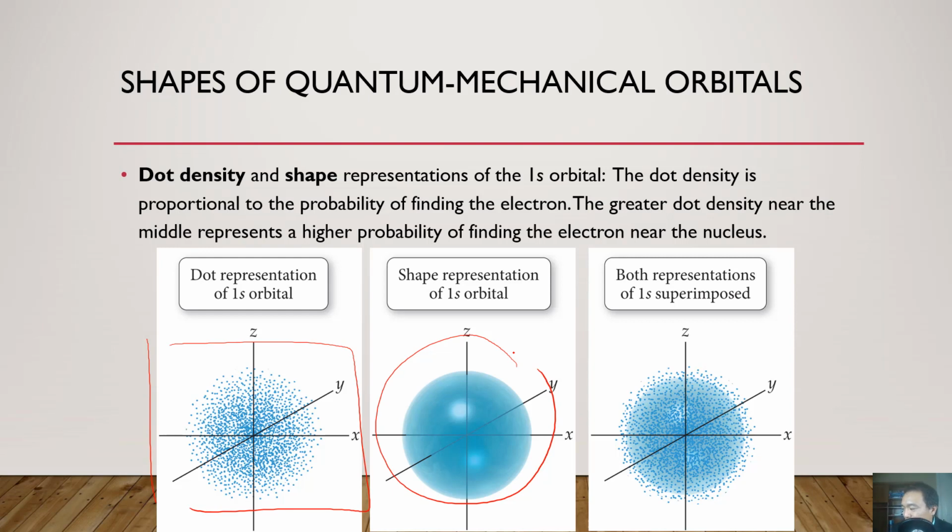When you superimpose both of them, you notice that the shape representation does not include all the probability of finding the electron. In other words, outside that sphere, you still have some chance to find electrons. But that sphere, or the shape representation, would include 90% of the chance to find the electrons. So s orbitals have a spherical shape.